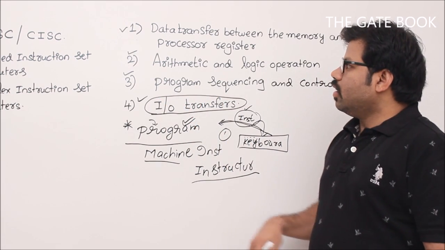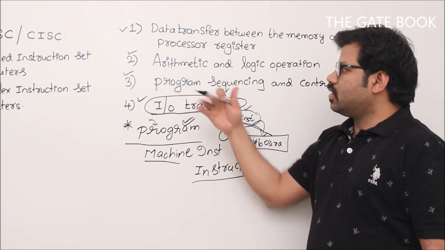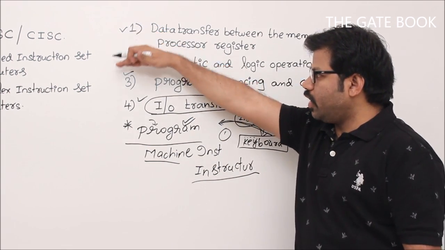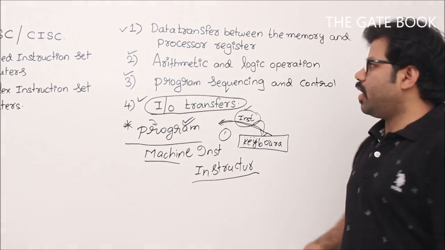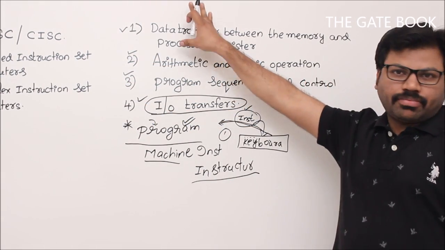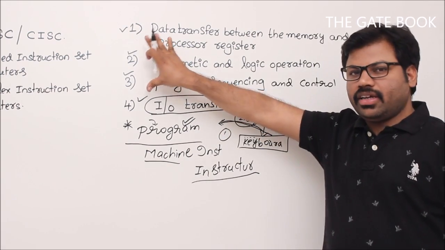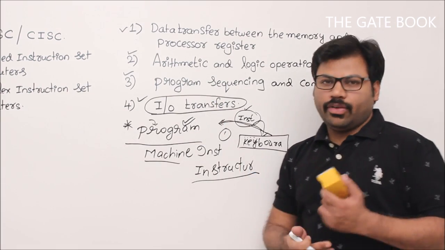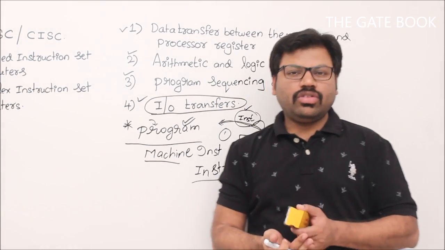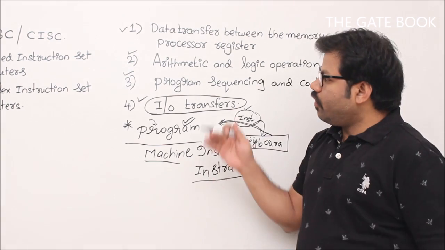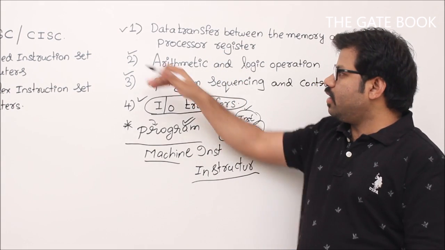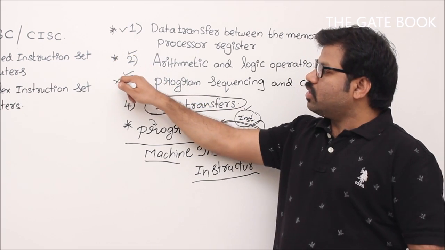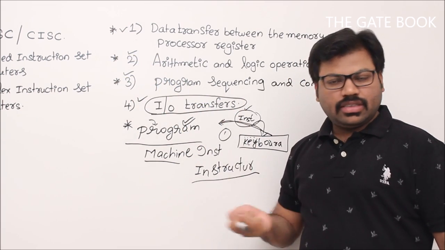Now finally, all your instructions, their functionality can be classified into 4 parts, right? Let us summarize quickly. Data transfer, second one arithmetic and logic, third one program sequencing, the fourth one IO transfers, right? IO transfers are also very essential. Now we will be studying one by one. In this session we will majorly focus on these three. So IO transfers we'll see later.